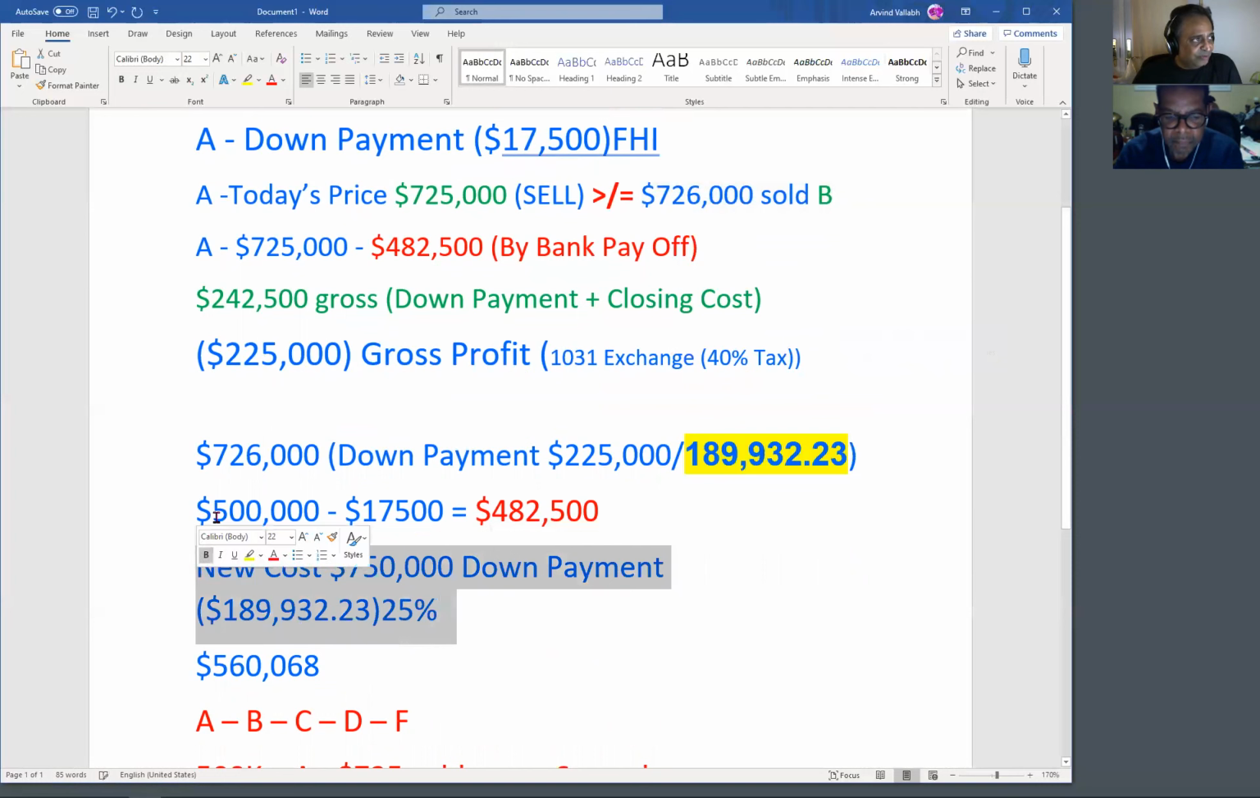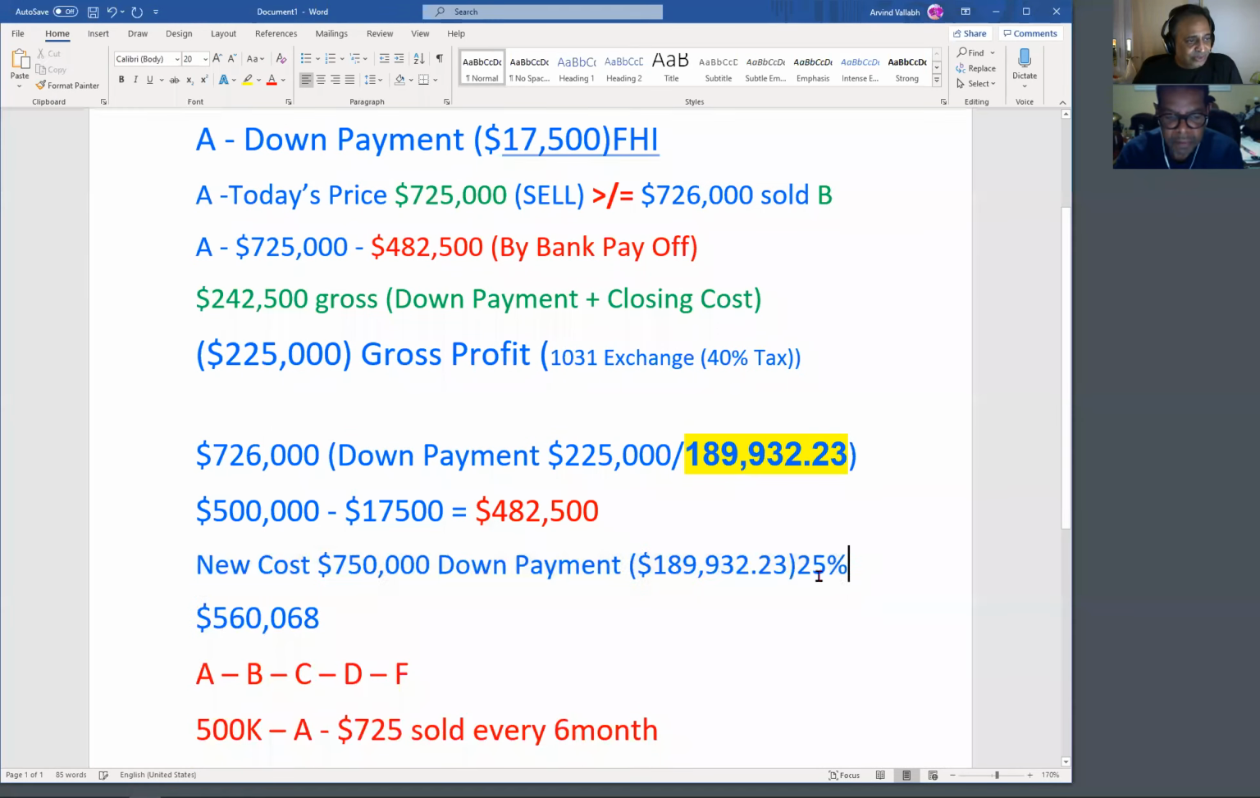Realistically, this is a 25% down payment that you'll be putting down on the property. And what will happen is you'll have a loan amount.